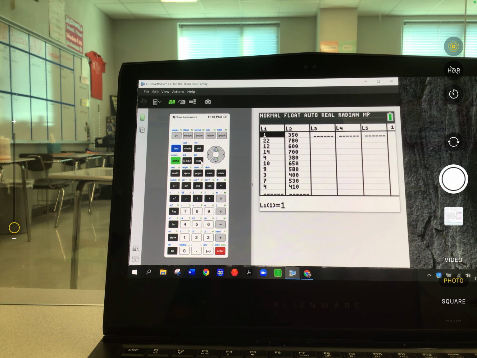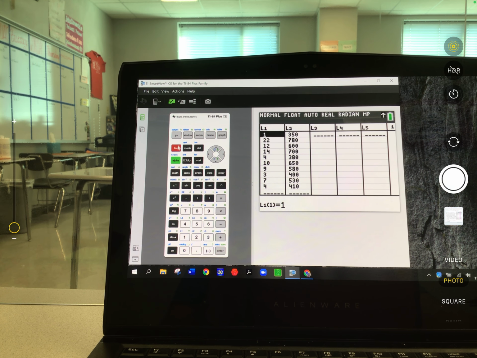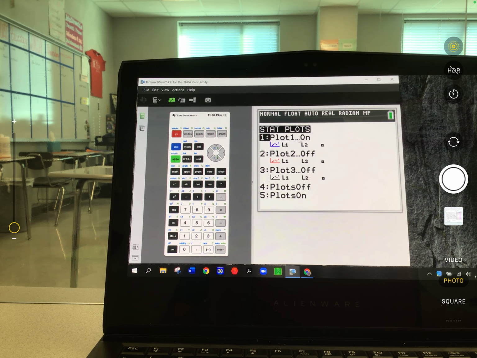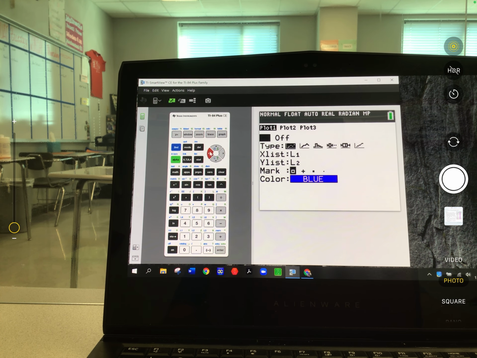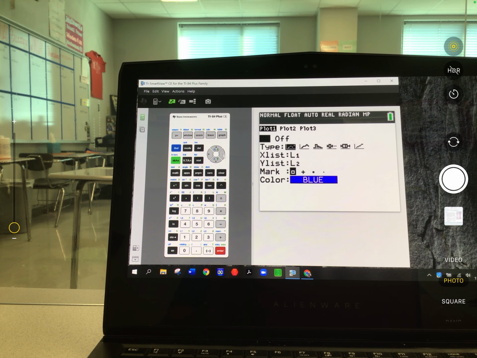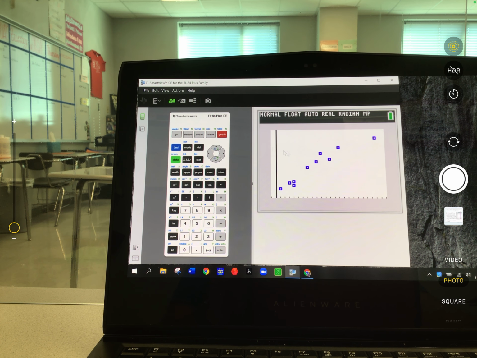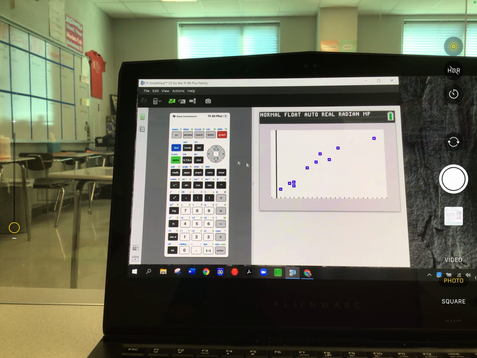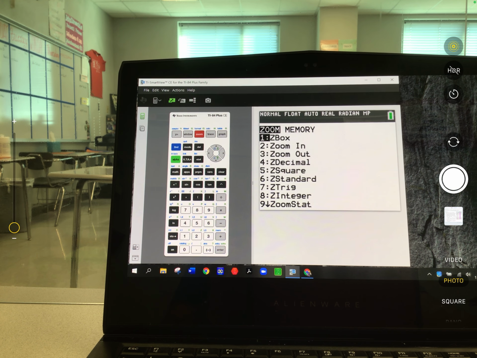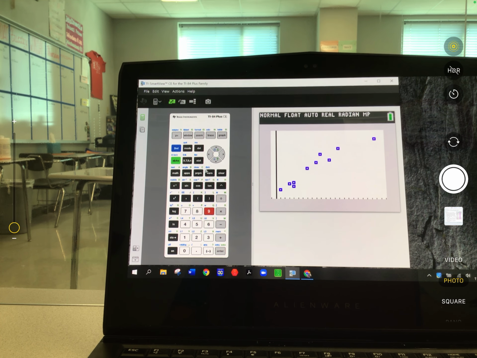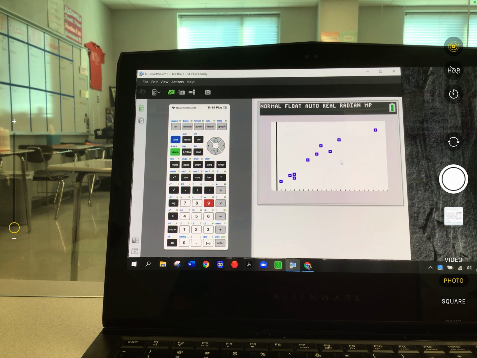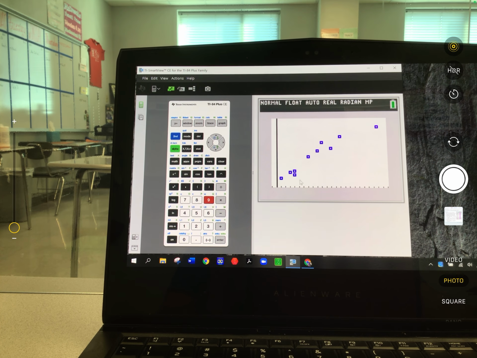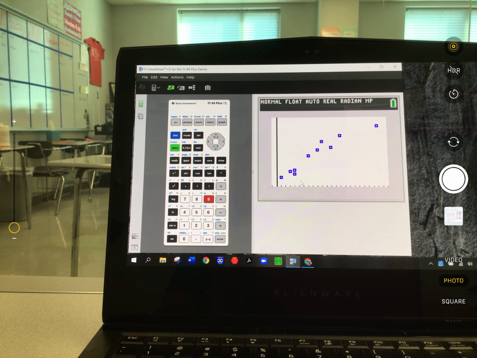Now, to run the stat plot, we hit second, y equals. Make sure plot 1 is on. If it is not, remember you click enter, and this is where you can change it to off and back to on by hitting enter, and then hit graph. If your window does not automatically start showing the points, remember we hit zoom stat, option 9, and this is the data being displayed from our table. So there's our scatter plot.